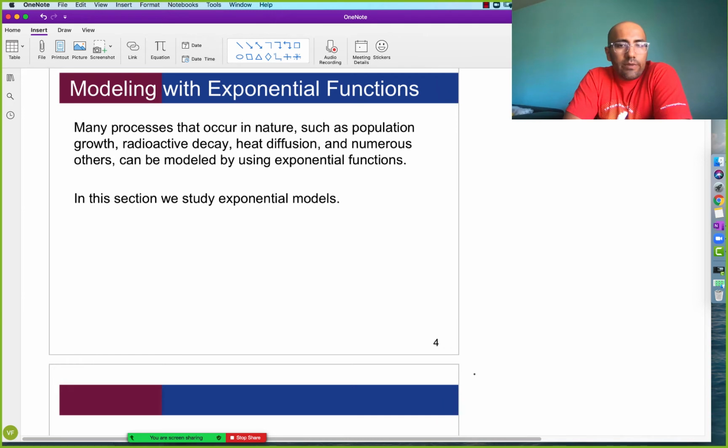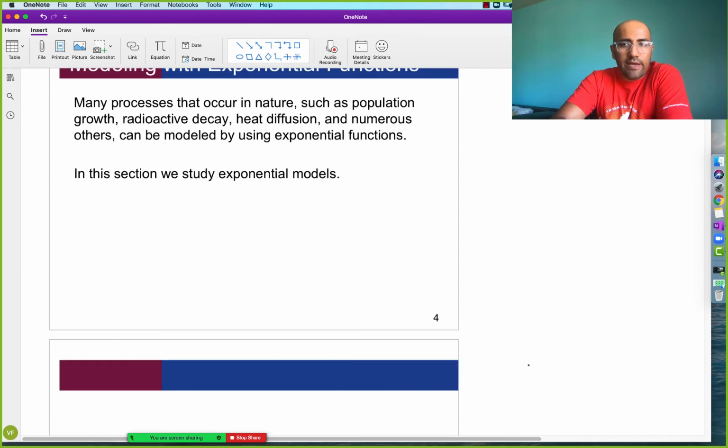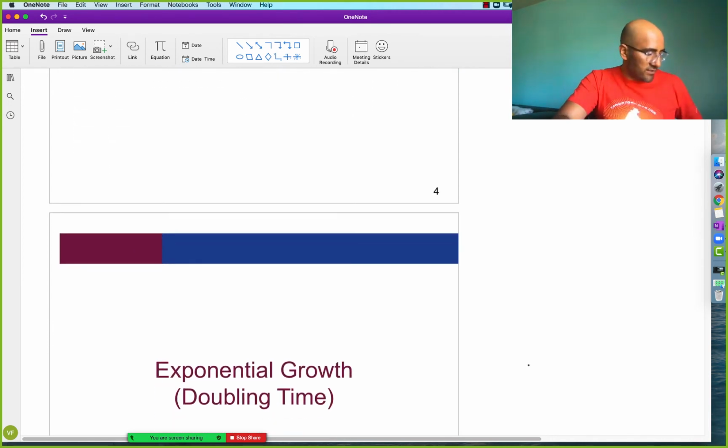So modeling with exponential functions. Many processes that occur in nature, such as population growth, radioactive decay, heating, diffusion, and numerous others, can be modeled by using exponential functions, right? Part of what we do in math is try and explain the universe around us. And exponential growth is often something that can help us do that.